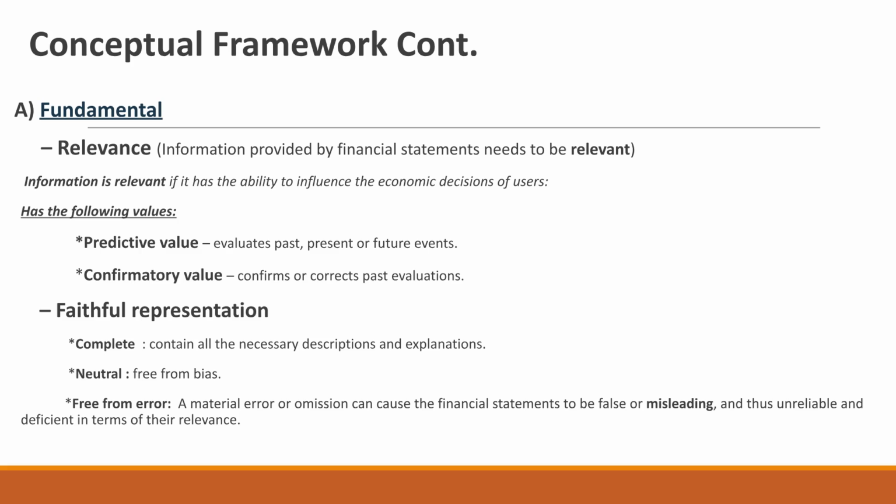First, we have relevance. This means the information must be capable of making a difference in the decisions made by users. Relevant information has predictive value. It helps users evaluate past, present, or future events. And confirmatory value. It confirms or corrects prior expectations.